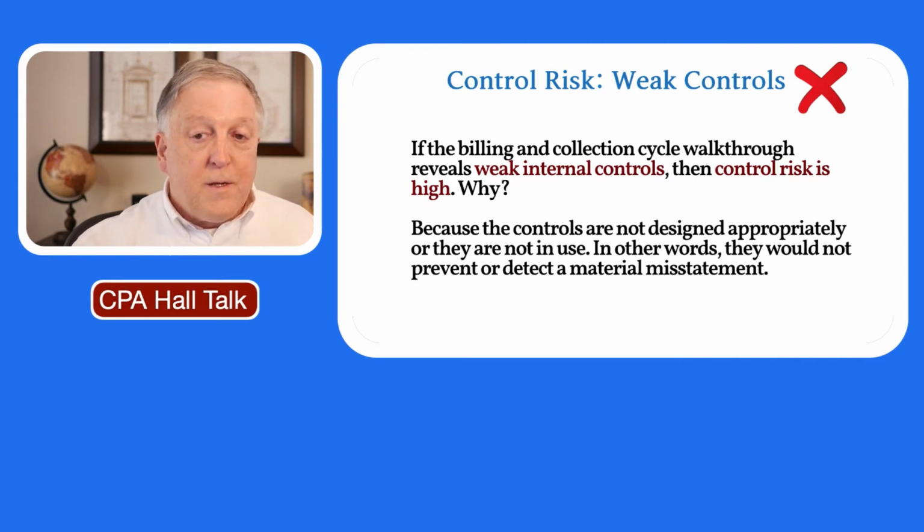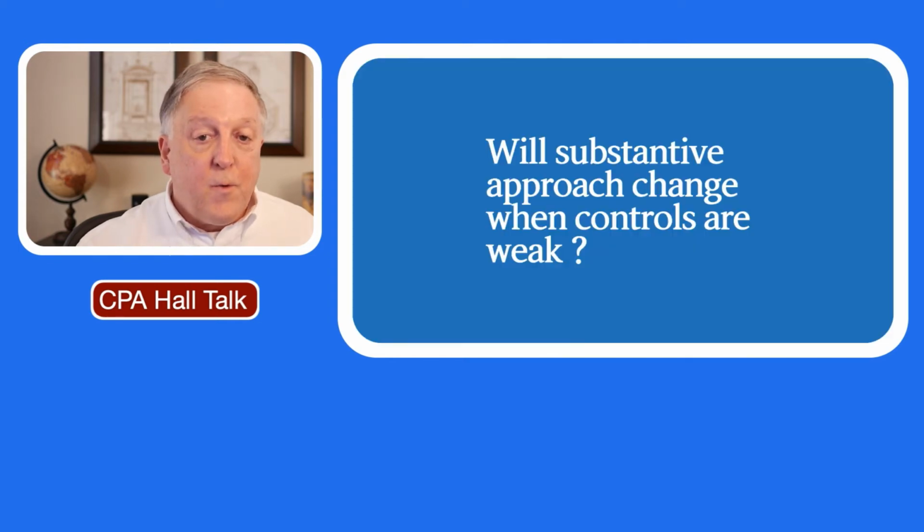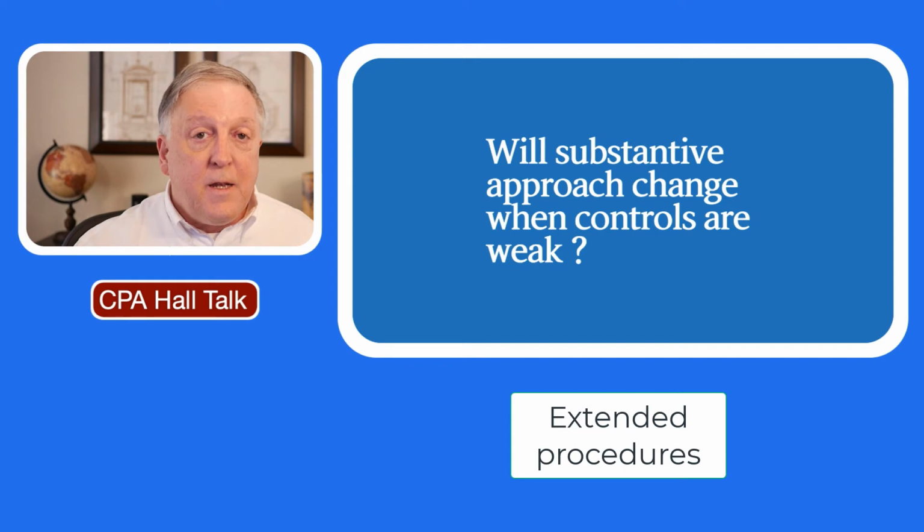Weak controls means that your control risk is high because your controls are not designed appropriately or they are not in use. In other words, they're not going to prevent or detect a material misstatement. Another question, will the substantive approach change when controls are weak? Well, we just answered that question. If they're weak, then we should be performing some extended procedures, and I define extended as more than what we normally do. So if you have a basic set of procedures that you do, say for cash, and the internal controls are weak, you don't have segregation of duties, then you should plan to perform some type of extended procedures to look for whether or not there's a material misstatement in that area.